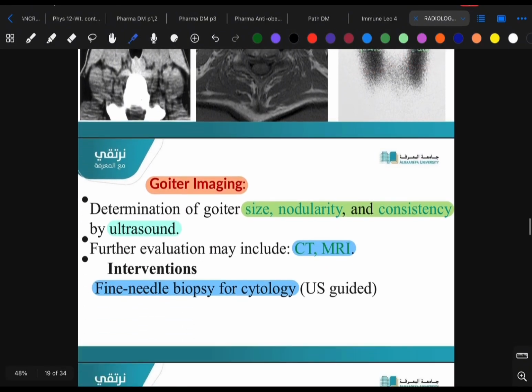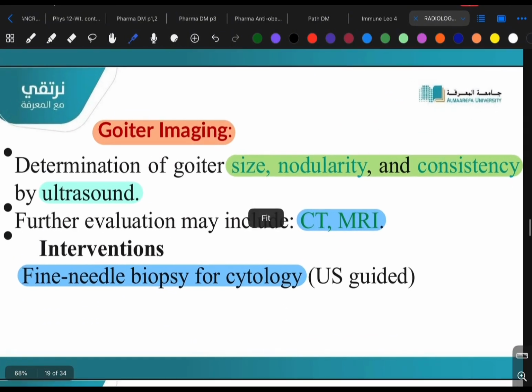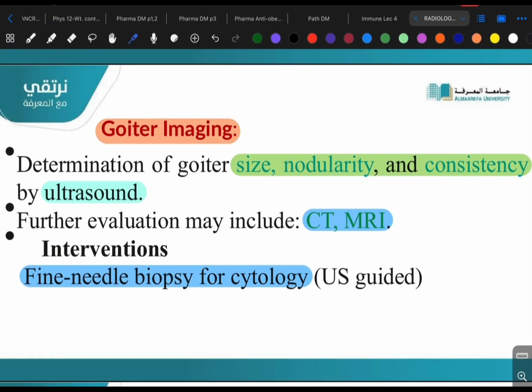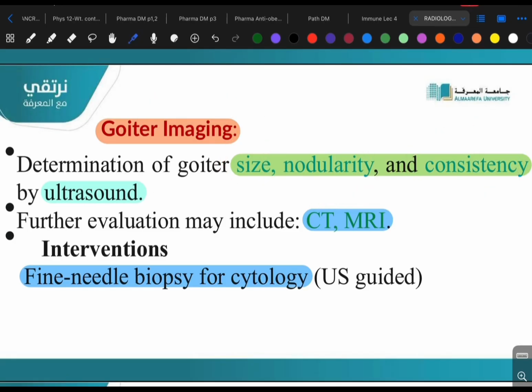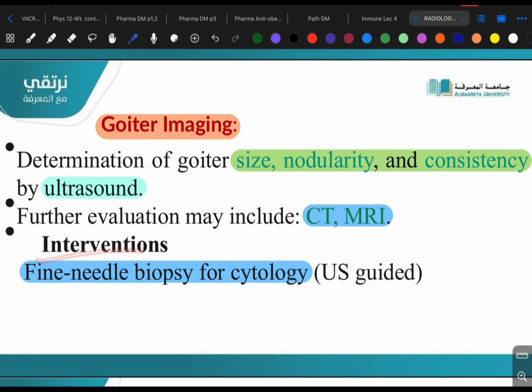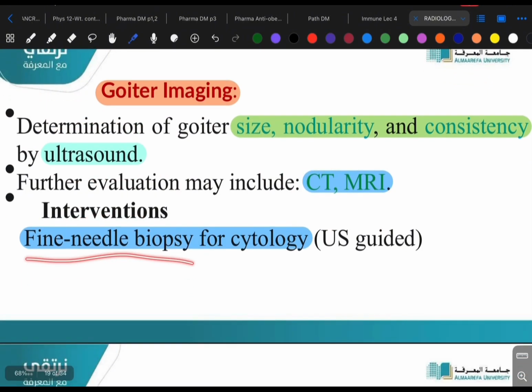Now let's move to the clinical application. Goiter imaging. For goiter we use the ultrasound to determine the size, nodularity and consistency of the goiter. Also after that, further on, we can use CT or MRI, but the first choice is ultrasound. Then for interventions, as we said above, we can use fine needle biopsy.